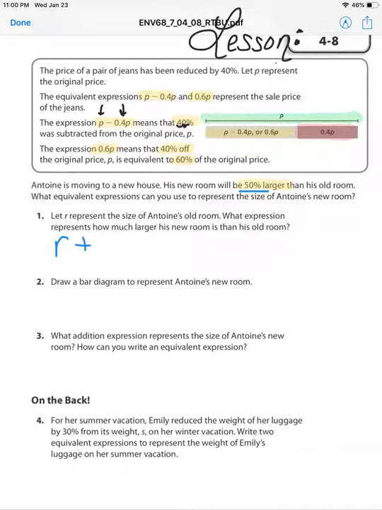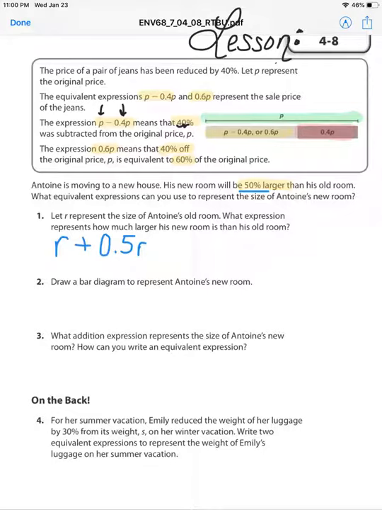So how do we write 50% as a decimal? 0.50 or 0.5. I'm not going to put the extra 0 in it. You don't need it after the decimal point. Okay, and then it's 50% larger than his old room, which was R, so we're going to put an R there. That's one way to write the expression.